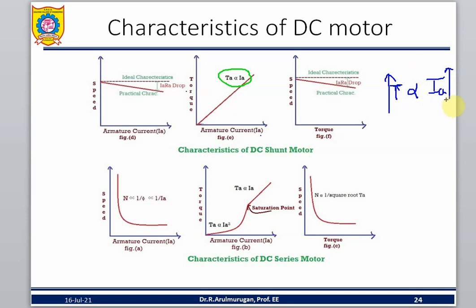T is directly proportional to Ia. What about here? T is directly proportional to the square of Ia, double times. So it is going to increase double times. So 1 is to 2 times.